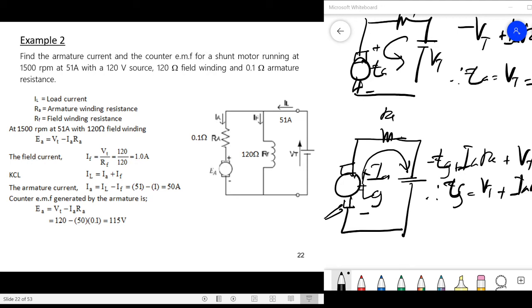IA adalah 50. Sebab 51 ni tadi, this 51 adalah IL. You supply to this. Okay, 50 ampere. So boleh cari EMF generated. VT minus IRA, 115 volt. Maksudnya in order you nak pusing 1500 rotation per minute, you kena bagi EA ni 115 volt. Supply sini berapa? Sini 120 volt. Betul lah. Ada losses kat sini kan? Losses kat sini. Right? Understand?